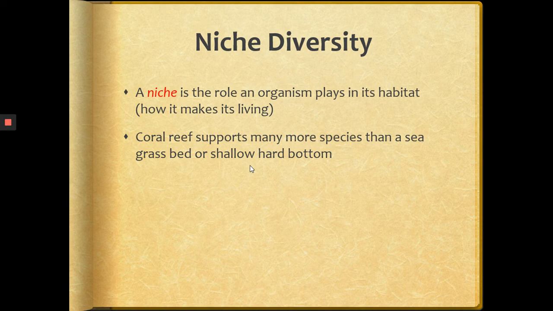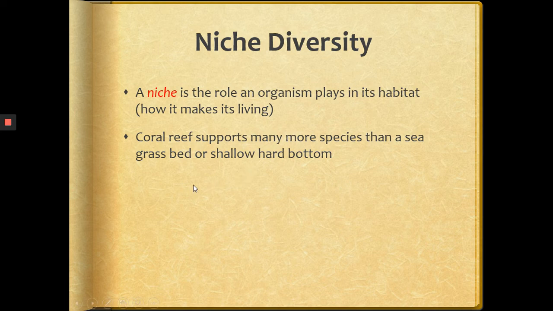Then we have the parrotfish, and there's several different species of parrotfish, but all these parrotfish feed on the algae that grows on the coral. Without the parrotfish, algae would overrun the coral and choke it out. So the parrotfish do a specific job in keeping the algae under control.